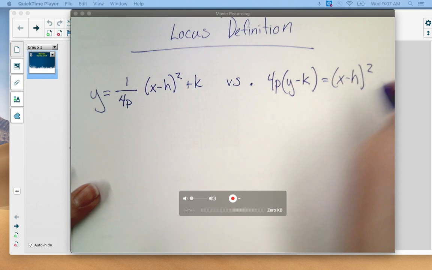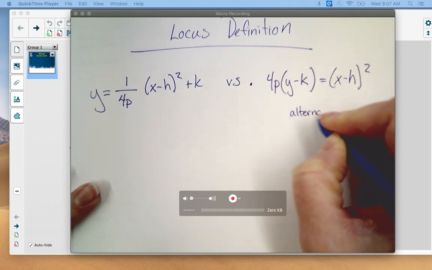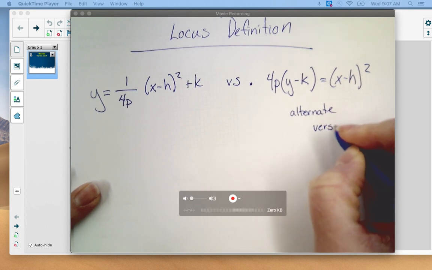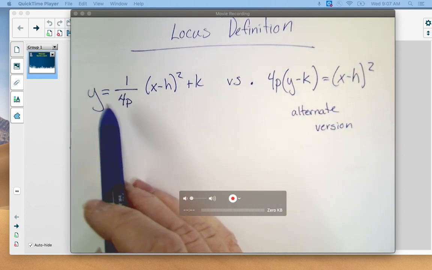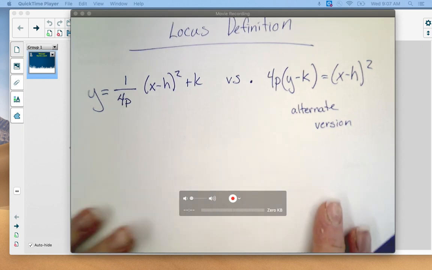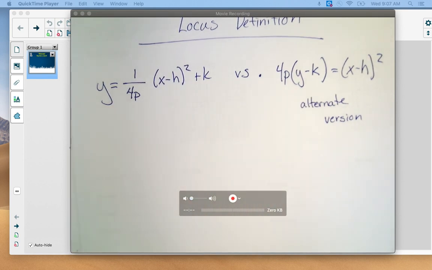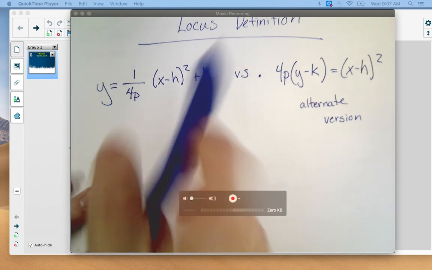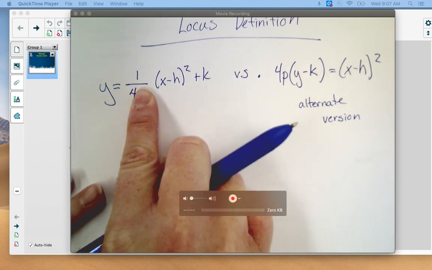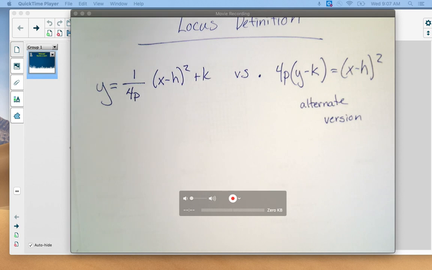All right, so please know that, again, you may see this. This is just an alternate version. It's not new. It's just a manipulation of the formula. If you subtracted k and then multiplied by 4p, they mean the exact same thing. All right. So we have this locus definition. We said this was our a value. Do you remember how at the very beginning of the video it talked about how wide and how narrow the parabola was? Well, wait. If I multiply by just 1/4, that's a vertical compression, right? Which is really what this is doing. It's telling us how wide and how narrow our parabola could be.